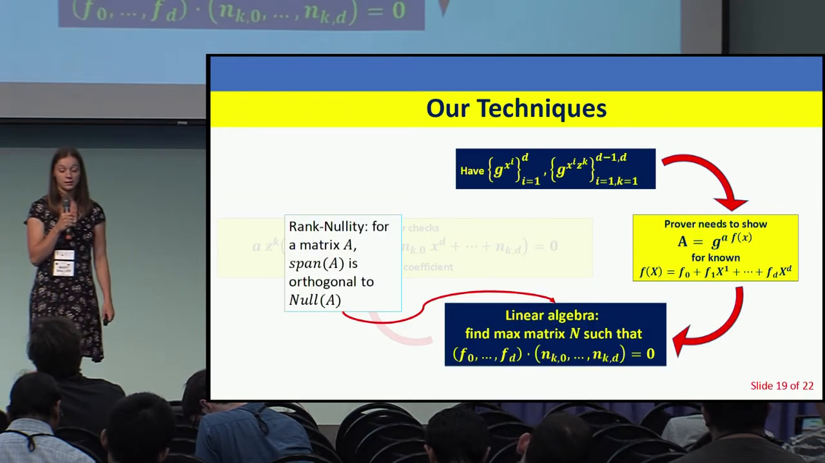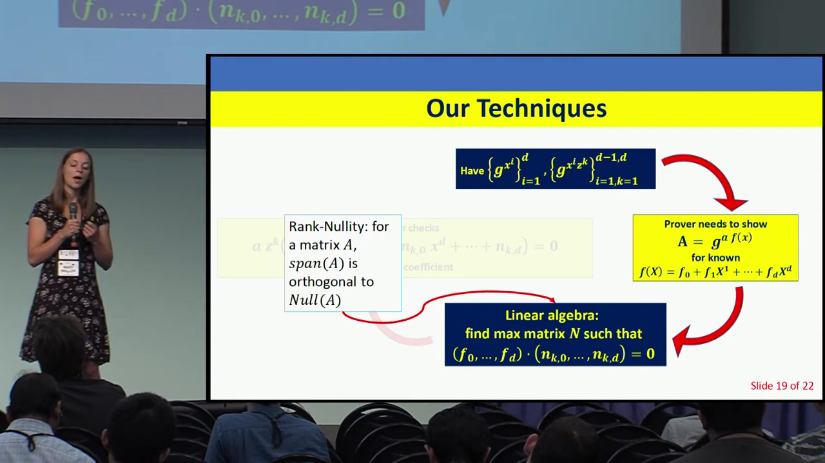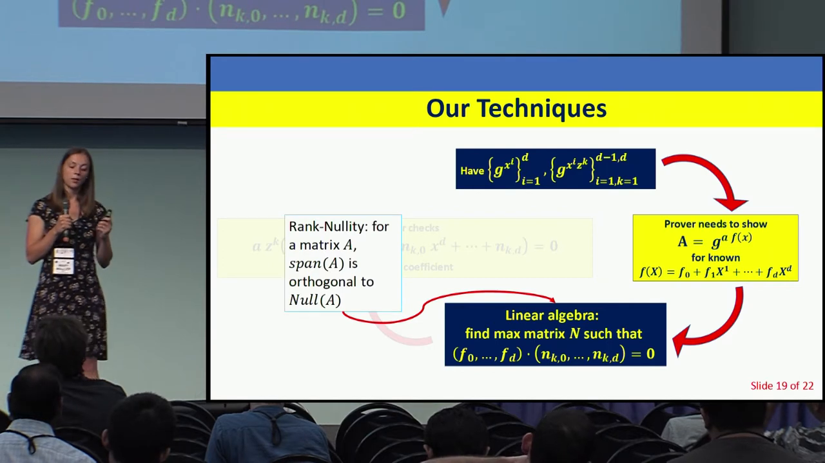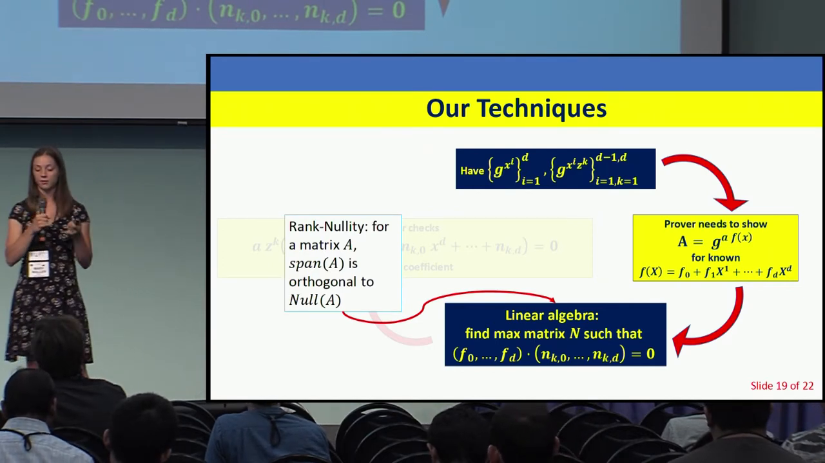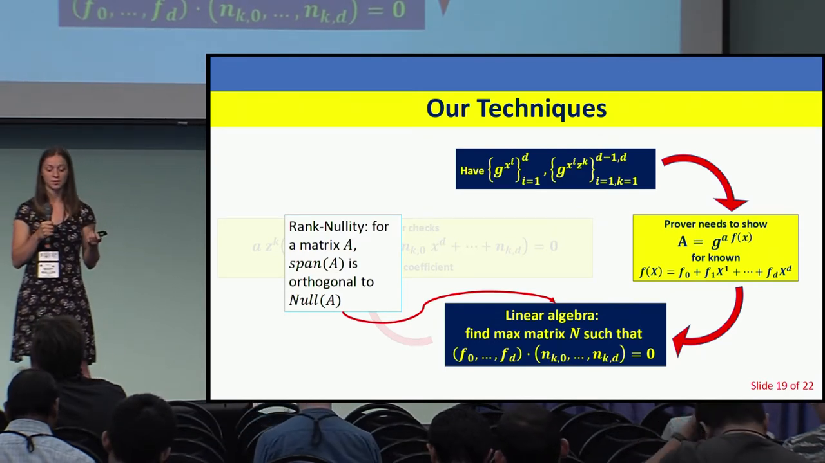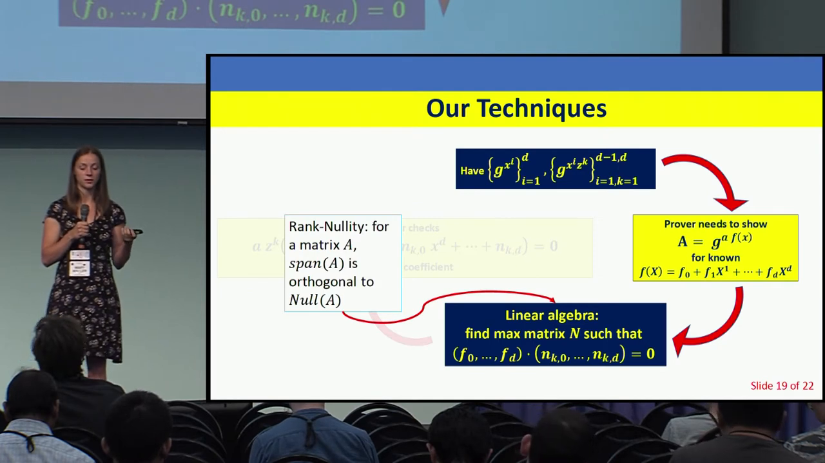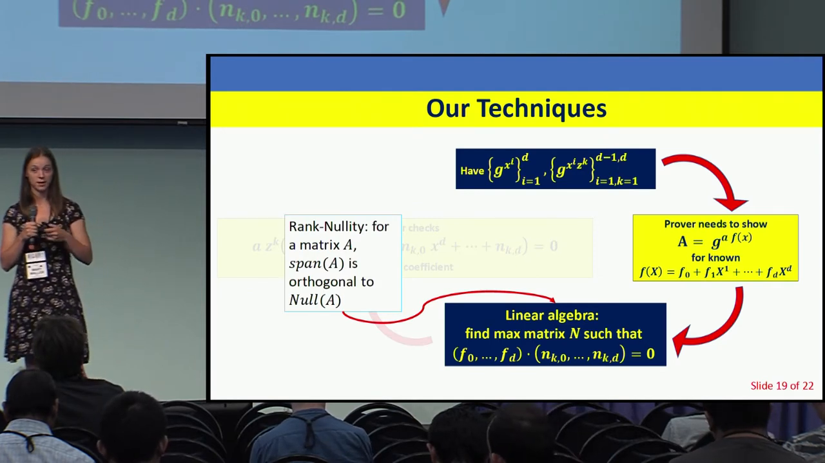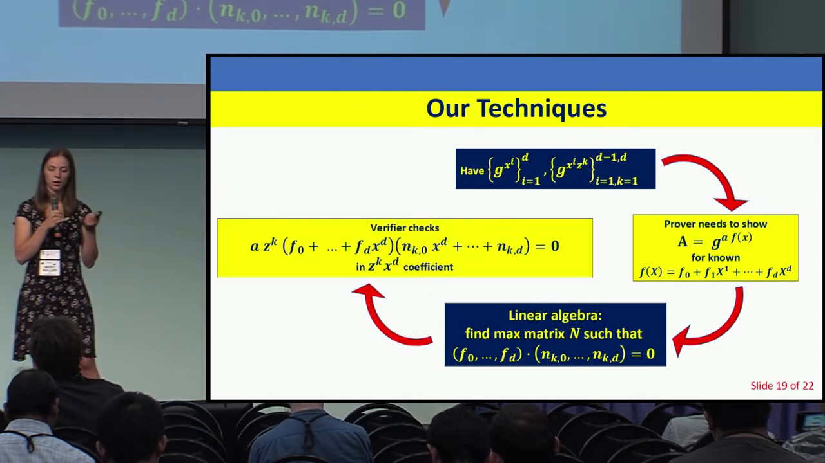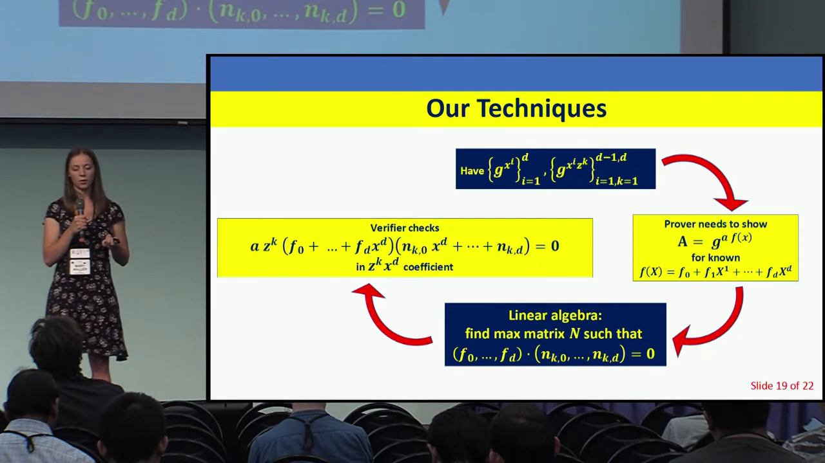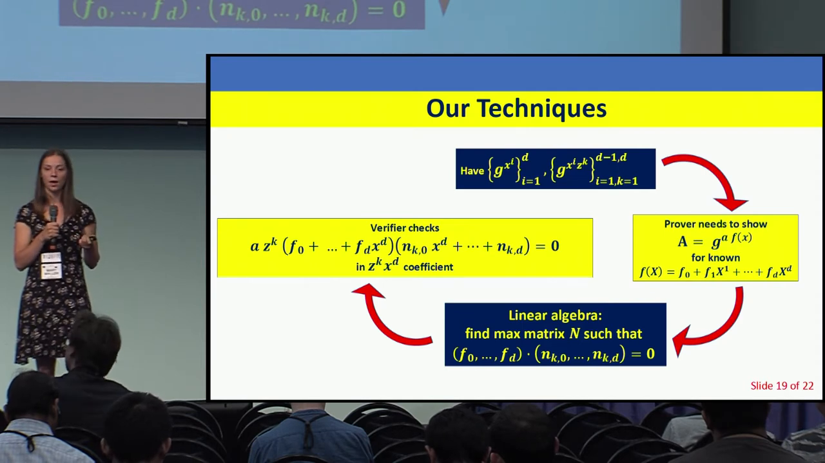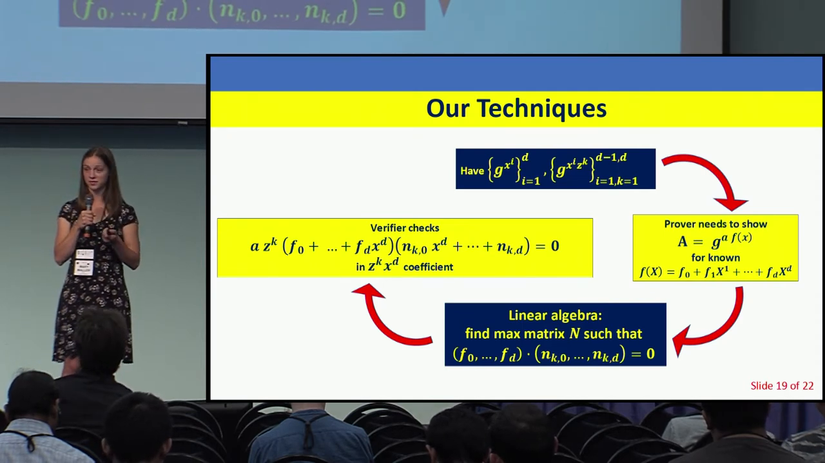So now we use the rank nullity theorem from linear algebra. And this says that the span of any matrix is orthogonal to the null space, meaning that if A is in the correct span, then when you dot product it with something that's in the null space, it will equal zero. And if it dot products to equal zero with every single element in the null space, then it's in the correct span. And this is something the verifier can check because it's got pairings. However, it does have to separate out the different null space vectors because it needs to be equal to zero at all of them. And this is why we need lots of different values of z.